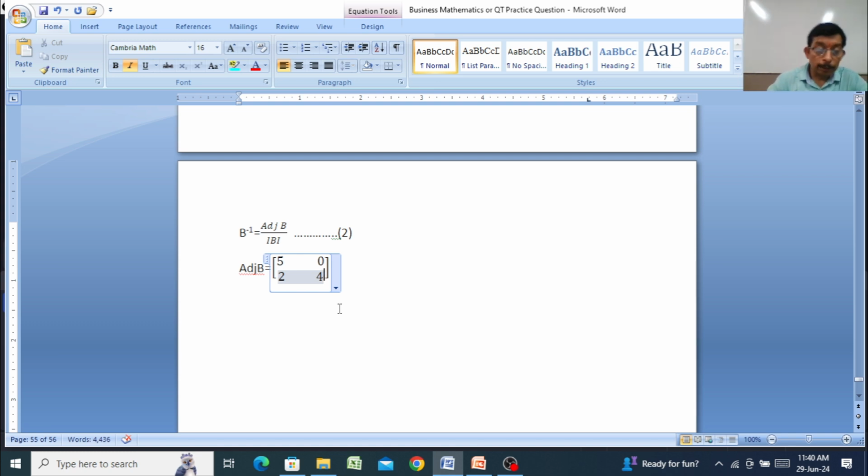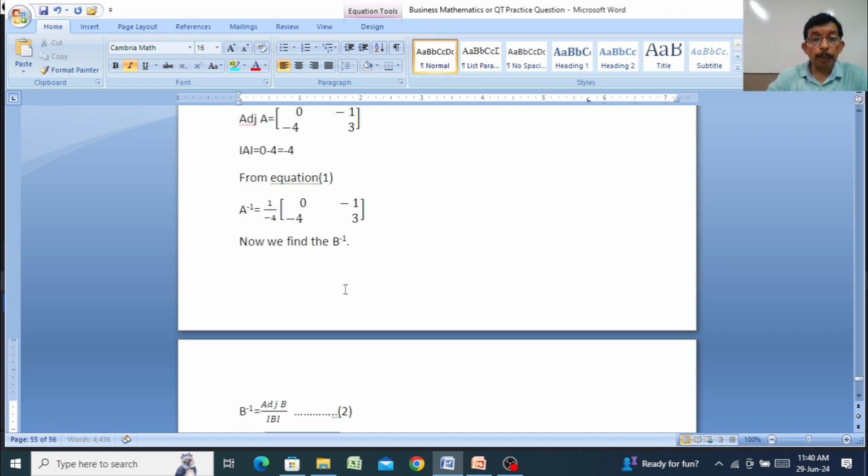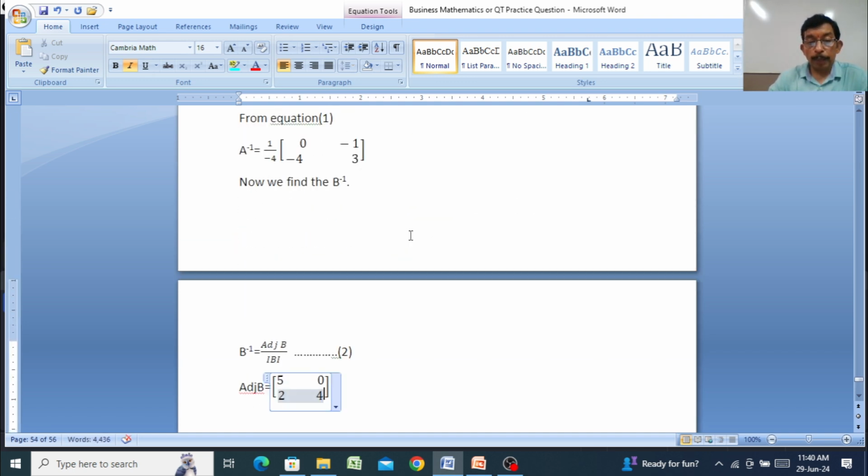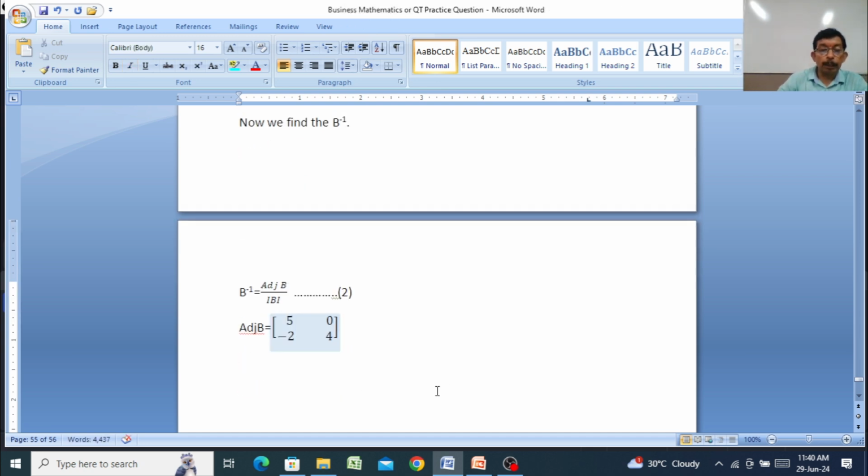It is clear? Now we interchange the main diagonal elements, 4 replaced by 5, 5 replaced by 4, and replace the sign of the off diagonal elements. So 0 is taken as -0, the value is also 0, and 2 is -2. Is this clear? This is the adjoint B. Then the B inverse. Now we find the determinant of B.